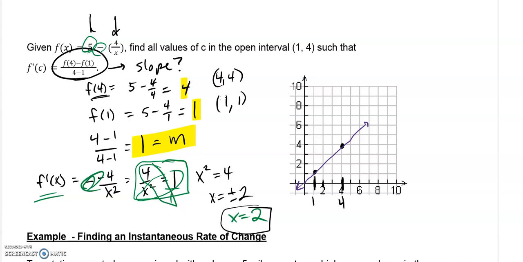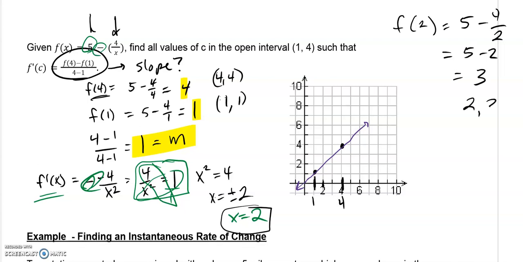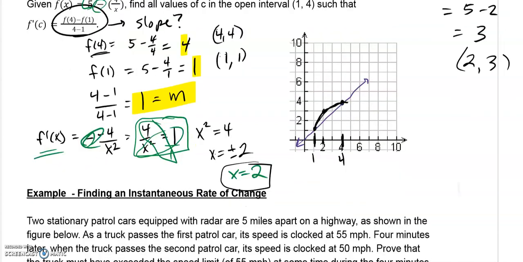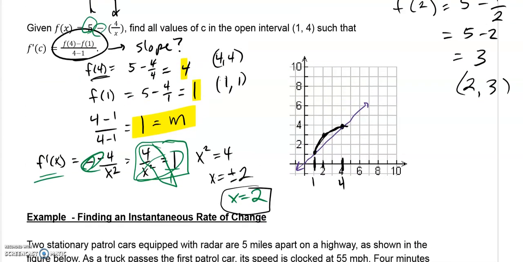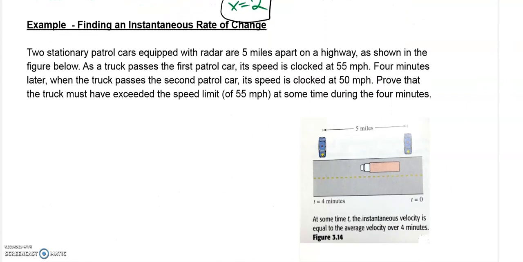And if you wanted to sketch the graph, you could find f of 2. That's 5 minus 4 over 2, which is 5 minus 2, which is 3, right? So this occurs at 2, 3, where that's going to be equal. So your graph might look something like that. Okay? Let's try one more word problem using the idea of the mean value theorem.